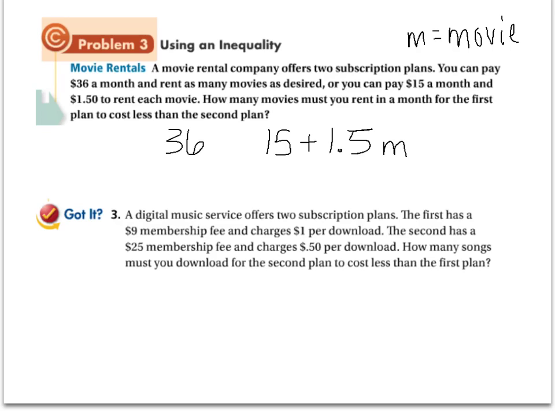So what this is saying is how many movies must you rent in a month for the first plan to cost less than the second plan? Now once you have this set up, all you have to do is solve from here. I'm going to tell you your answer is at least 14 movies, and I want you guys to solve on your own.